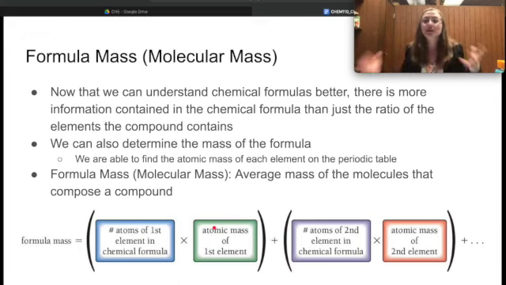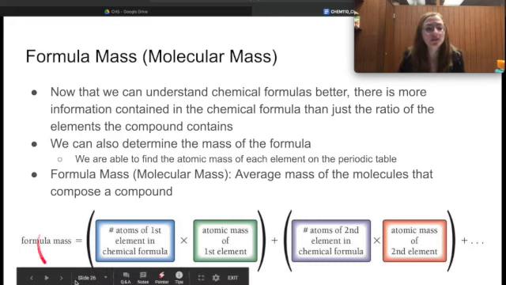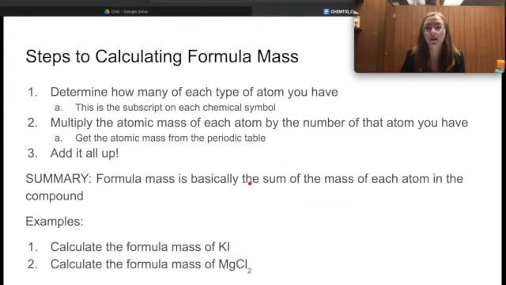So all you're doing is basically saying, okay, I have 4 hydrogens. Give me the mass of 4 hydrogens. I have so many oxygens. Give me the mass of that many oxygens, and you add it up, okay? So that would be the way the formula mass works. For however many atoms you have, for however many different types of atoms you have, this is how your formula mass is going to work.